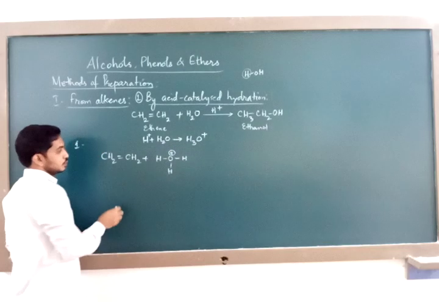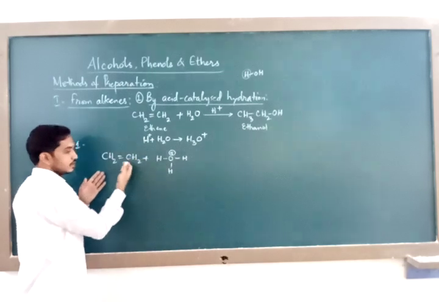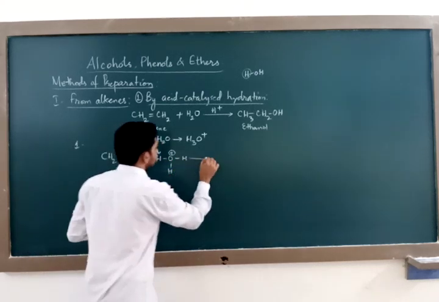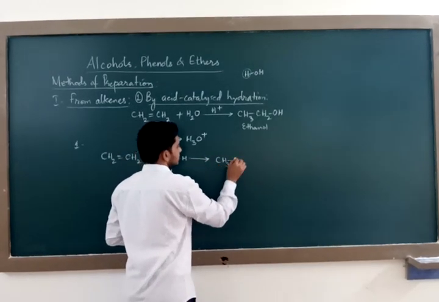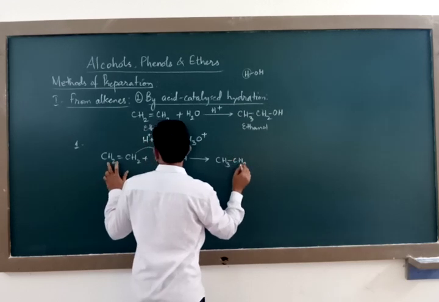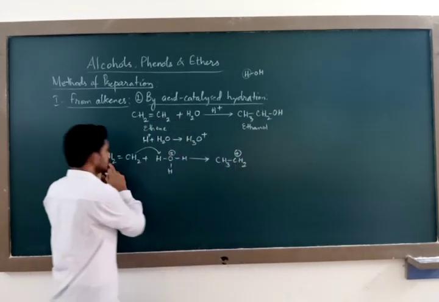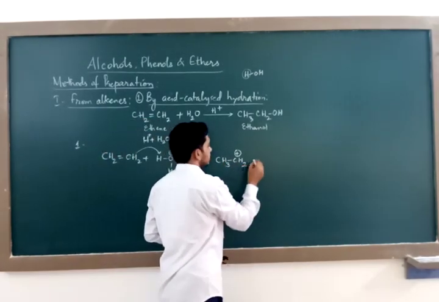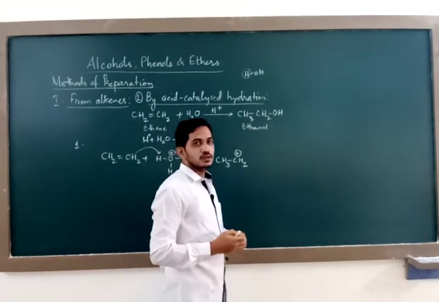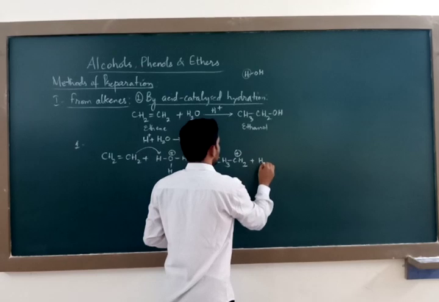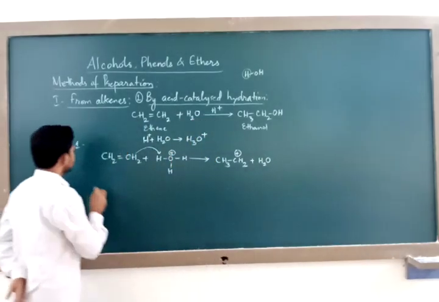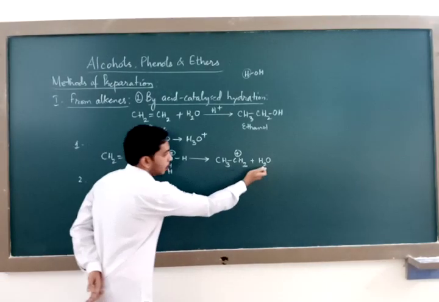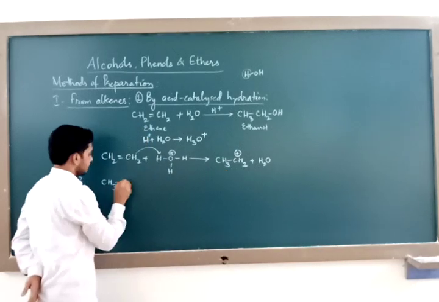You can write this in this form. So, when hydronium ion attacks alkene, this alkene takes up one hydrogen and it becomes CH3CH2+. This carbon took one hydrogen, so it became ethyl carbocation. Remaining is water as it is. So, the second step is nucleophilic attack. Nucleophilic attack of water on ethyl carbocation.